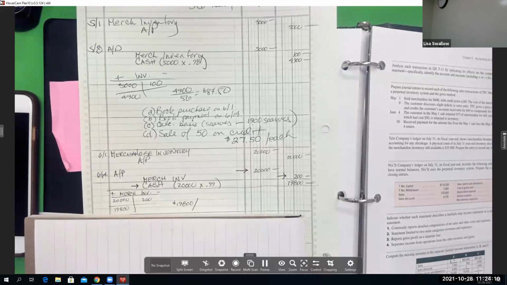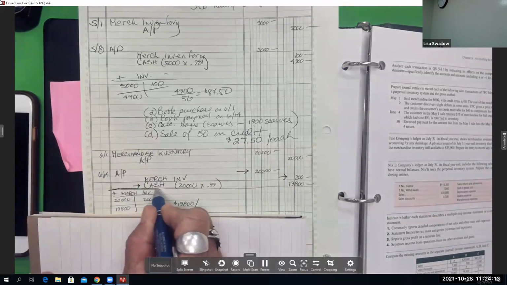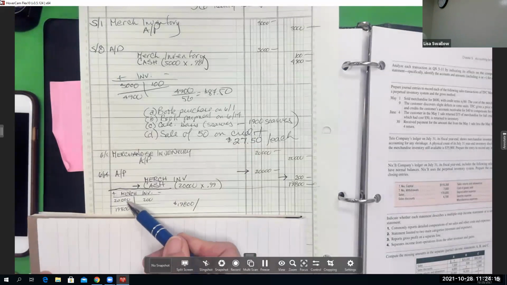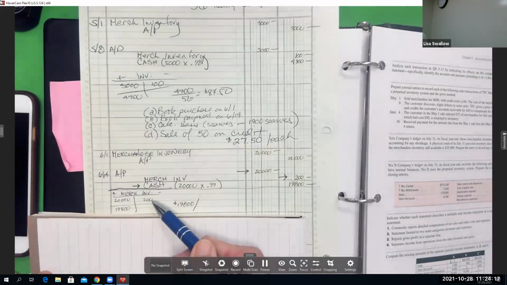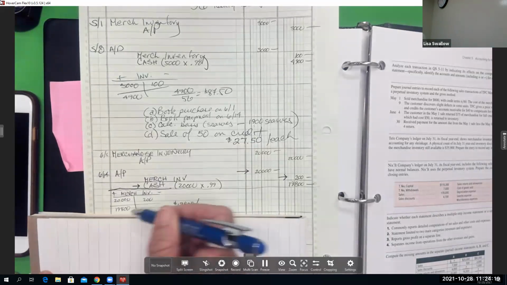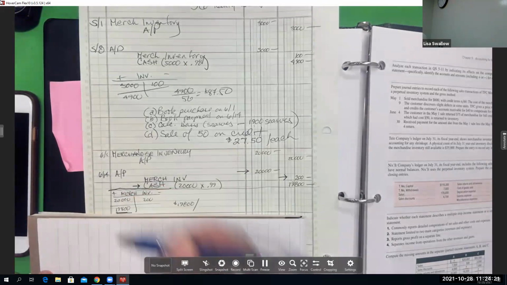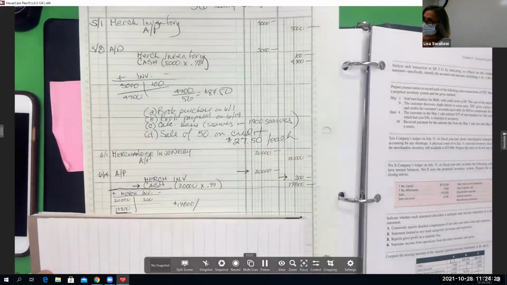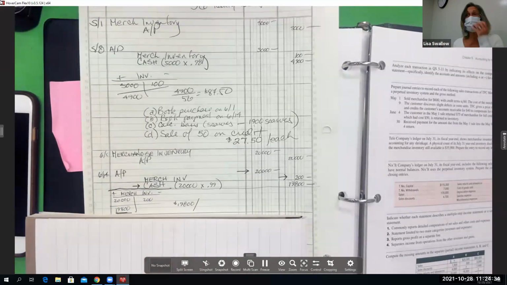No, now look at it. Here's my inventory account. $20,000 was my original entry, $200. So what's sitting in inventory right now? $19,800. Yeah. No, that's what's sitting there.